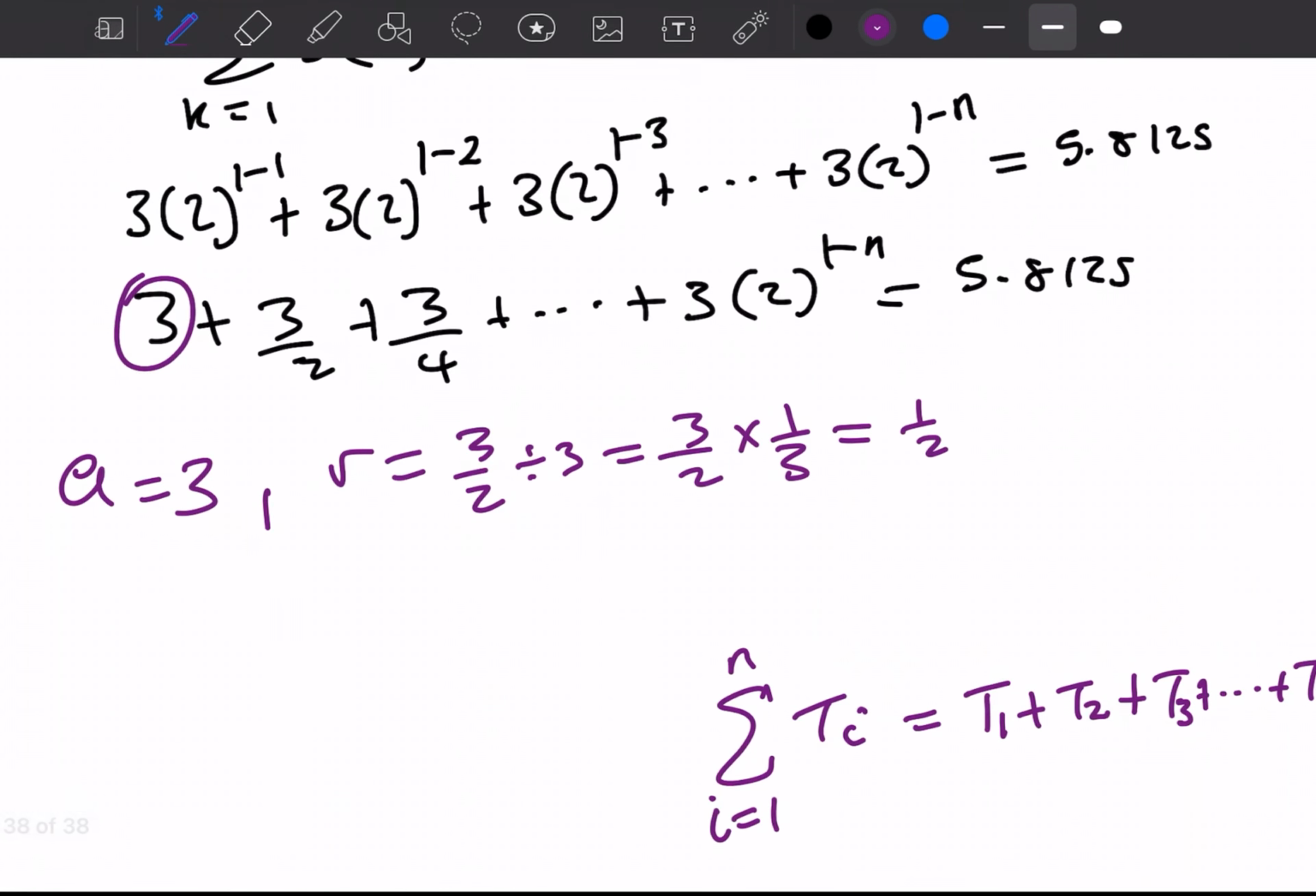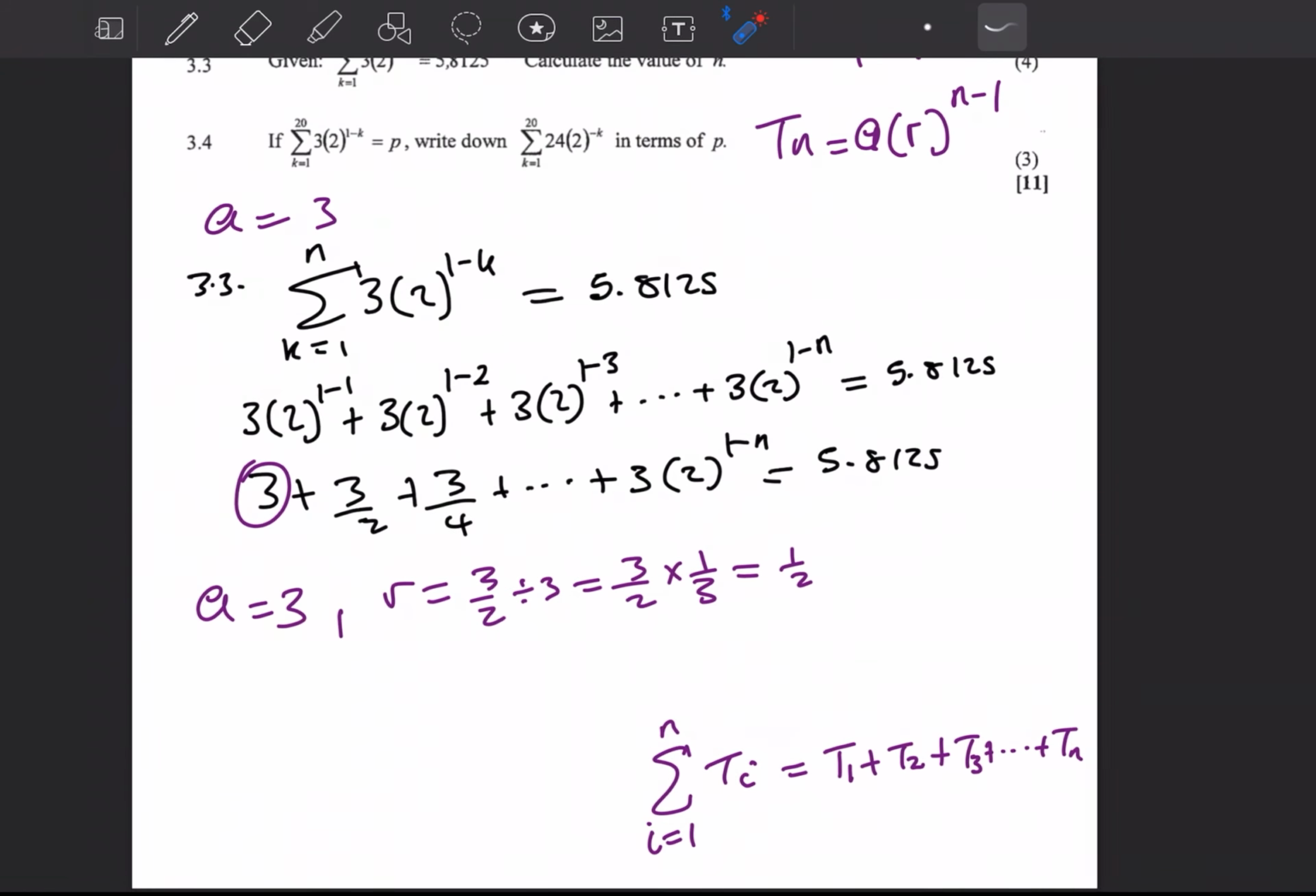So your r is half. You can punch in your calculator: 3 over 2 divided by 3 should give you half. Even if you punch 3 over 4 divided by 3 over 2, it should give you half as well. Okay, so your a is 3, your r is half.